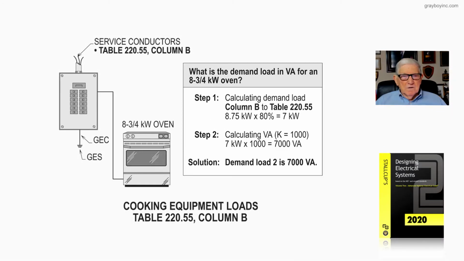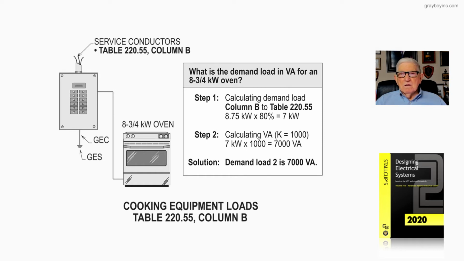Now let's take a look at this figure 22-10. It deals with cooking equipment loads that fall in column B to table 220.55. And then notice, let's just get to the calculation. What is the demand load in VA for an 8 3/4 kW oven?